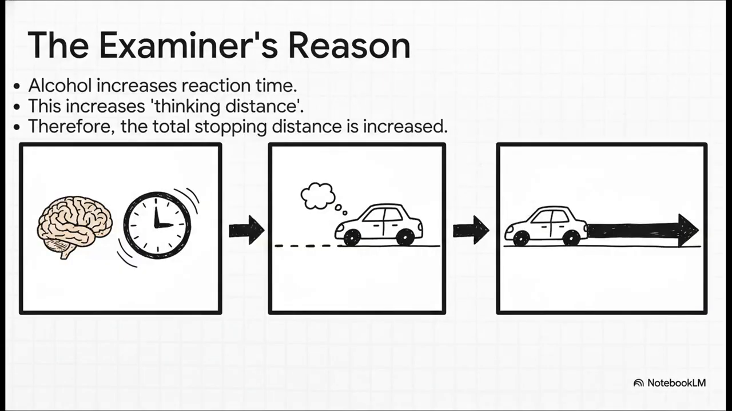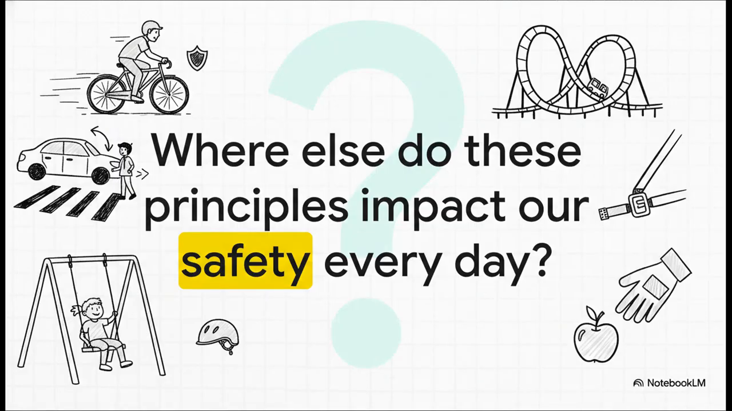And here is the perfect, concise answer that the examiners are looking for. It's a simple three-step chain of logic. 1. Drinking alcohol makes your reaction time slower. 2. A slower reaction time means you travel further before you even hit the brakes. That's the thinking distance. 3. Therefore, the total stopping distance, which is thinking distance plus braking distance, gets longer. Simple, logical, full marks.